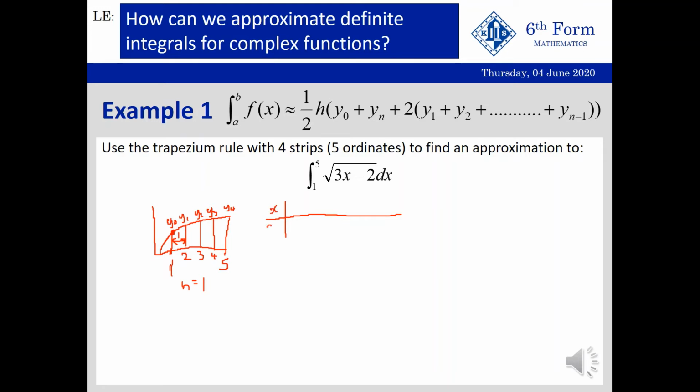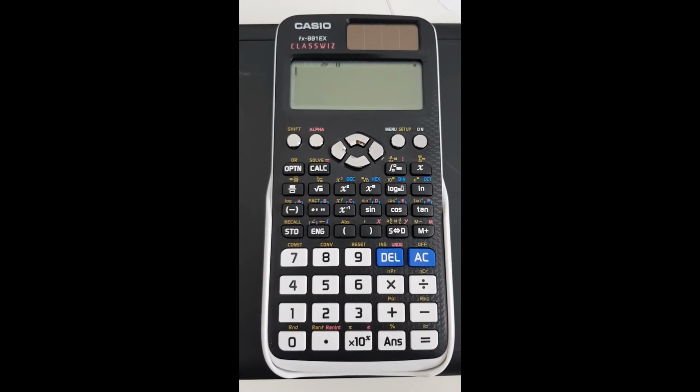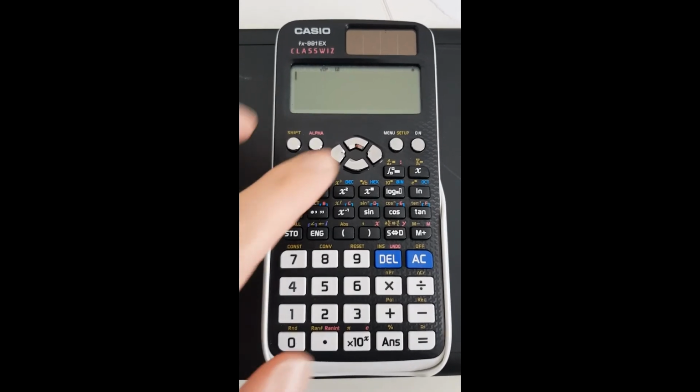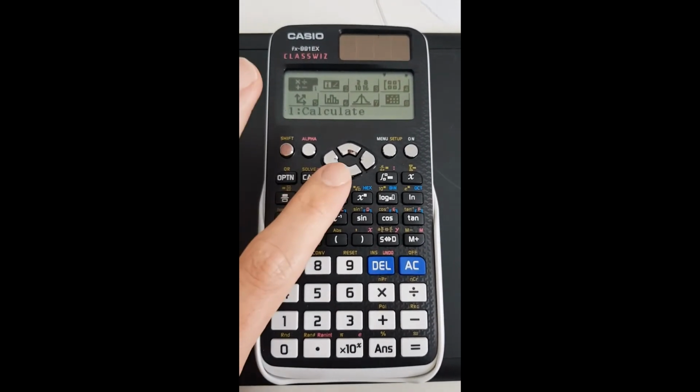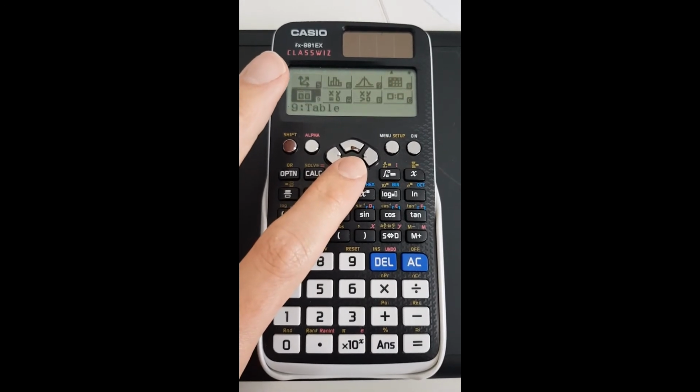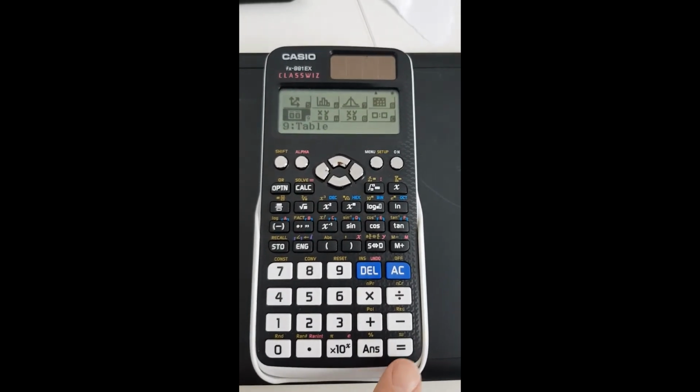So if we've got x and then f of x, so we want to use 1, 2, 3, 4, and 5. And then we can use table mode to fill out this table. So a reminder to use table mode on your calculator. First of all, press the menu button. You can then either just press number 9, or you can scroll down through the options until you get into table mode and press equals.